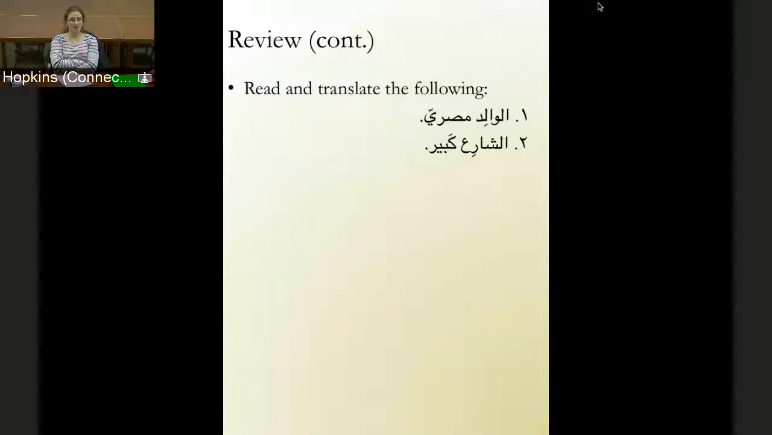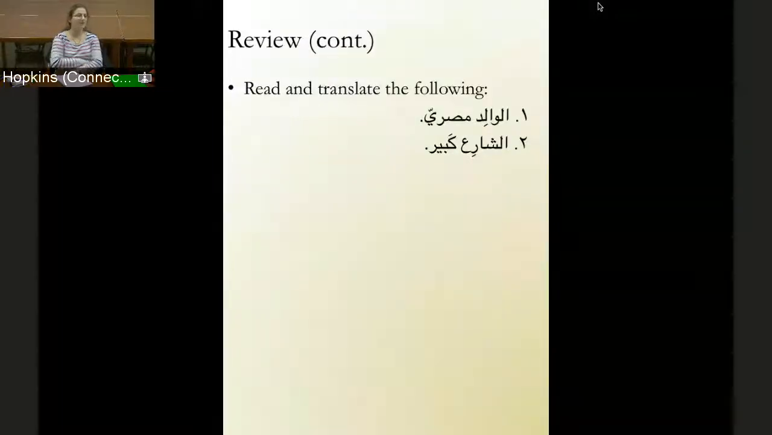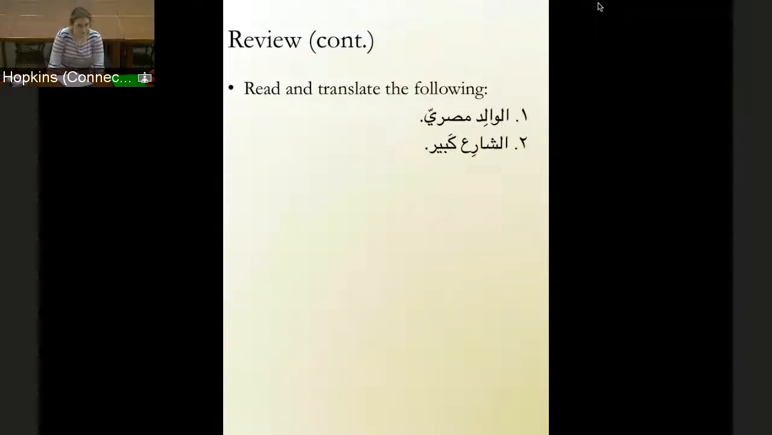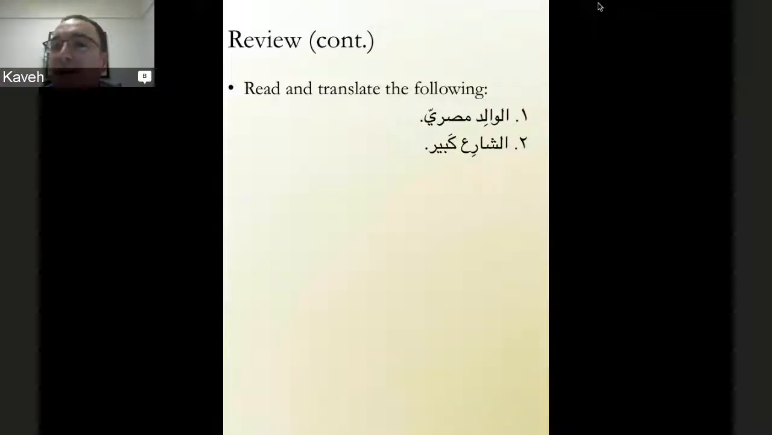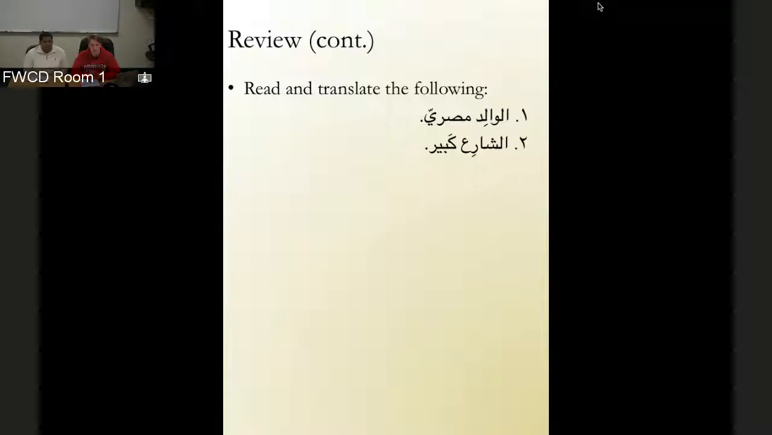What's the second? I guess it's the fourth letter. I mean, is it a ya? The one after the shin. It's an alif. It's another alif. Okay, I must be seeing things. Sorry. All right, I'll read it for you guys. Ash-shari' kabir. Everyone say ash-shari'. Ash-shari'. Kabir. Nice. We were close.